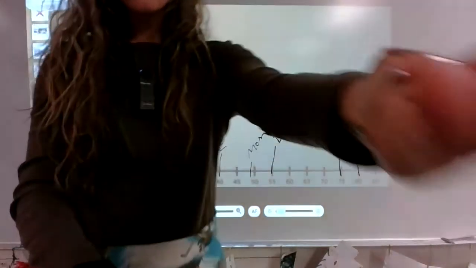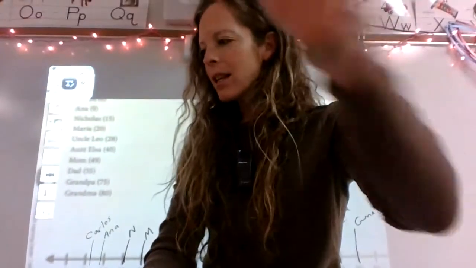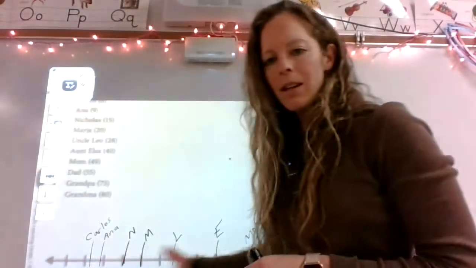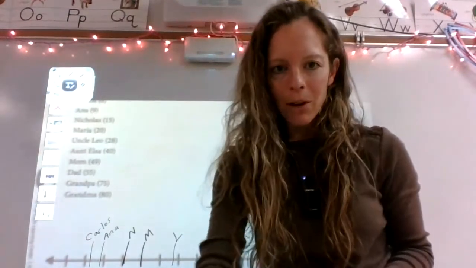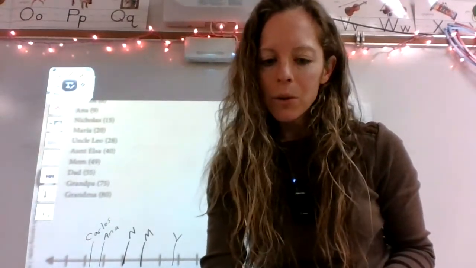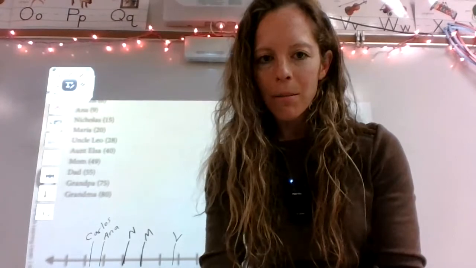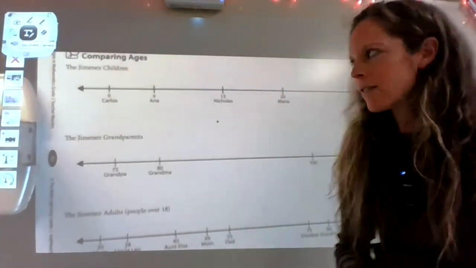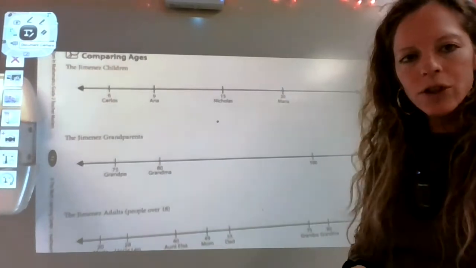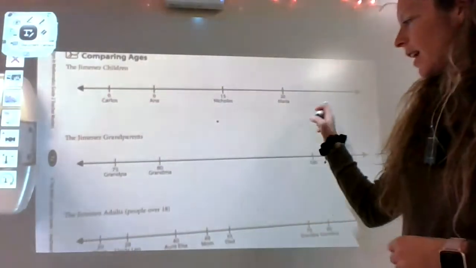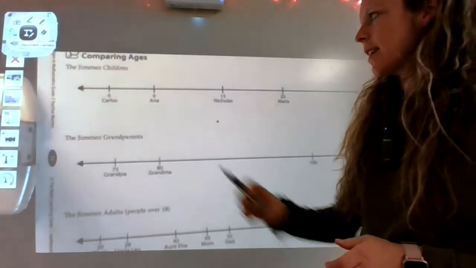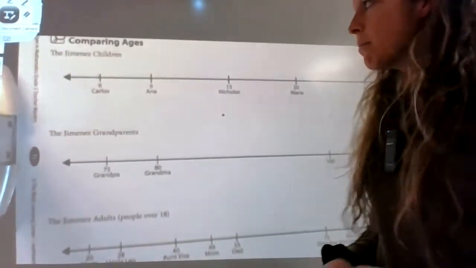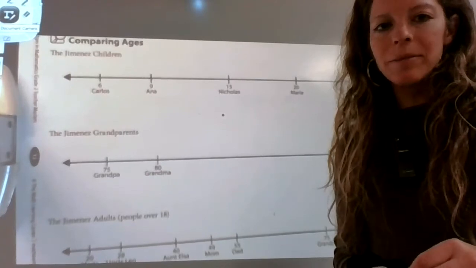Now, I'm going to pose some problems based on the family members. I'm going to get rid of this line and pull up a different number line so it will be easier to use and show how we can use that number line for our subtraction problems. Okay, here I have displayed the Jimenez children first on this number line, and we can see that Anna is older than Carlos. But how much older is Anna?